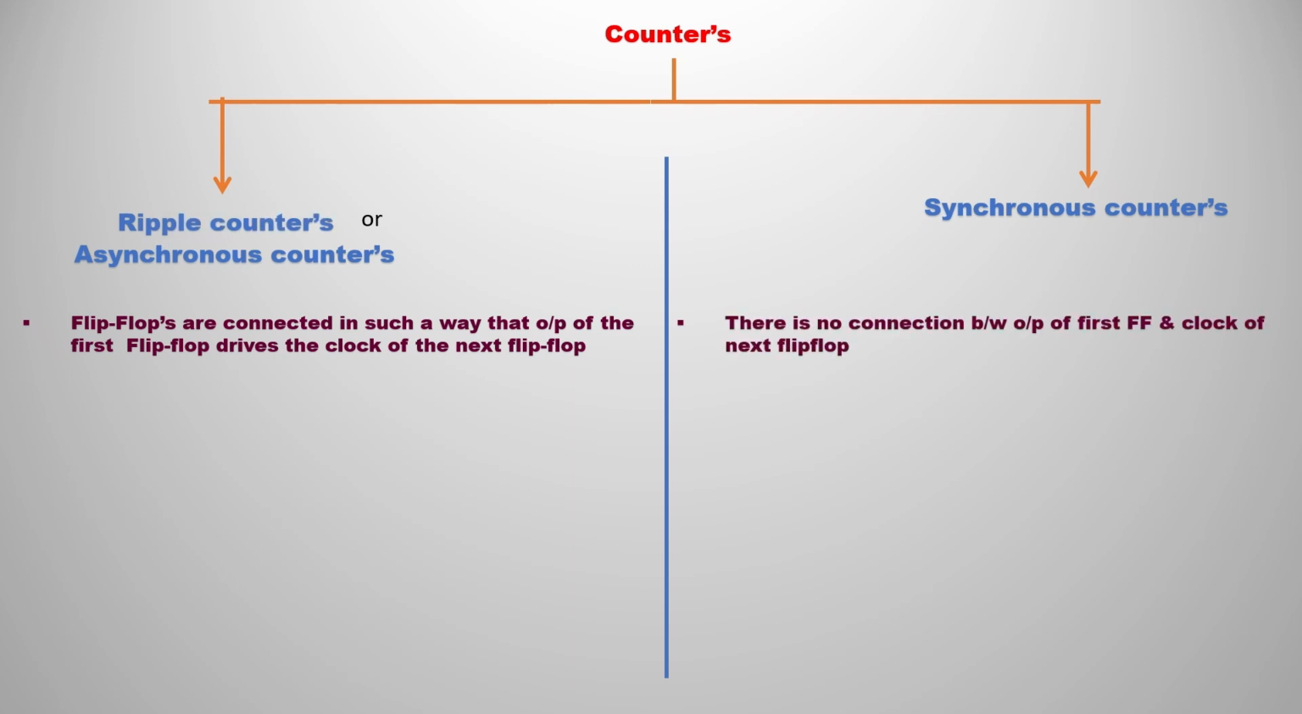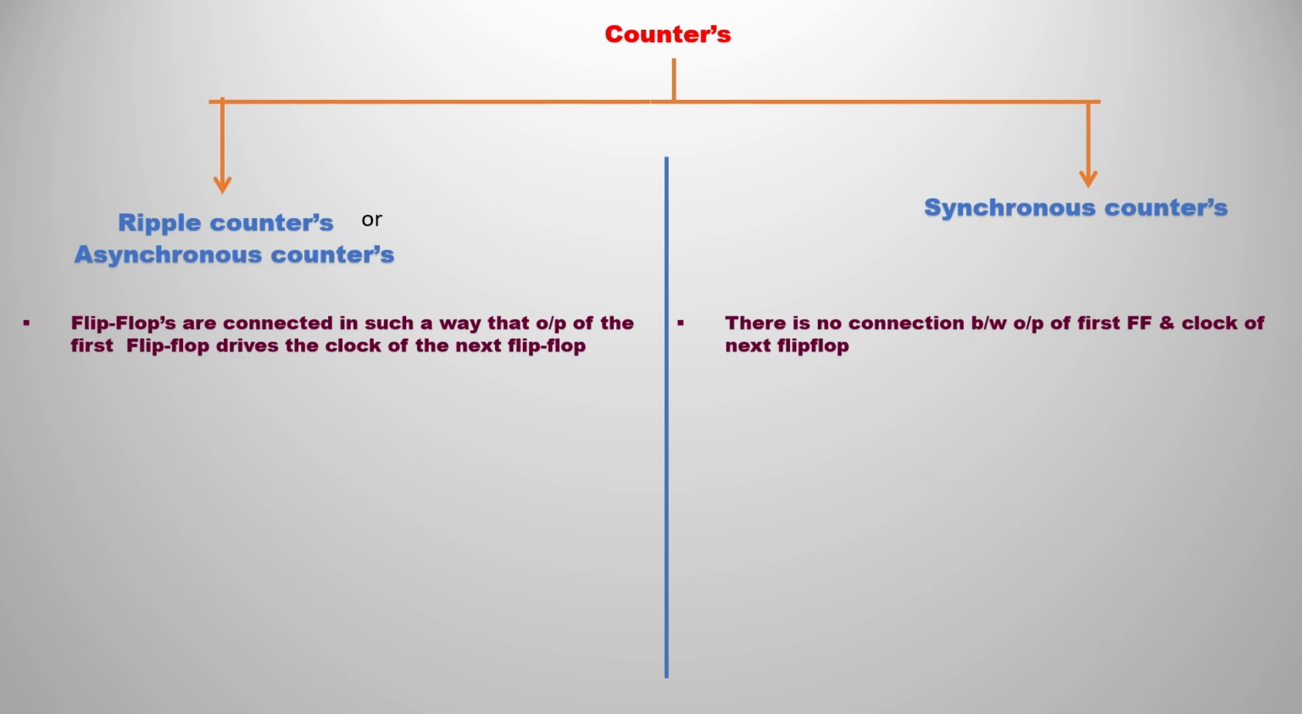So now let's discuss the main important points or definitions of both the ripple counter and synchronous counters in point format. If you observe the ripple counter, the flip-flops are connected in such a way that the output of the first flip-flop drives the clock of the next flip-flop. If you observe the circuit diagram, you will understand very well. We also discussed this in the circuit diagram of the ripple counter.